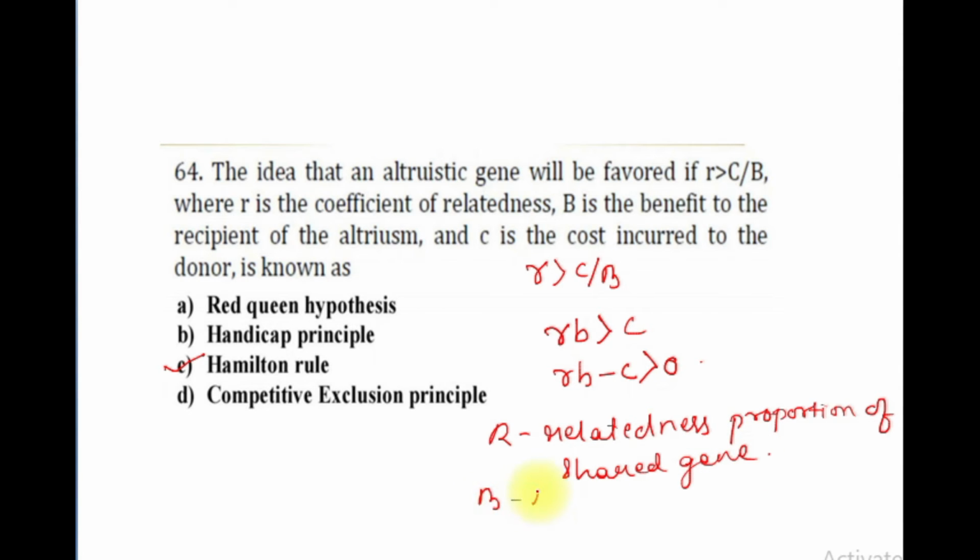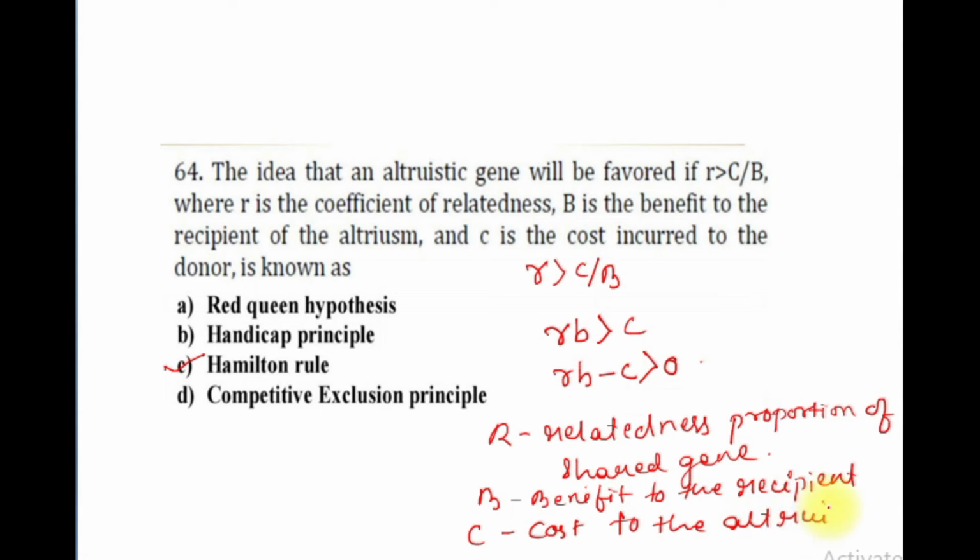B is the benefit to the recipient, and C is the cost to the altruist. Okay, this is all about Hamilton's rule.